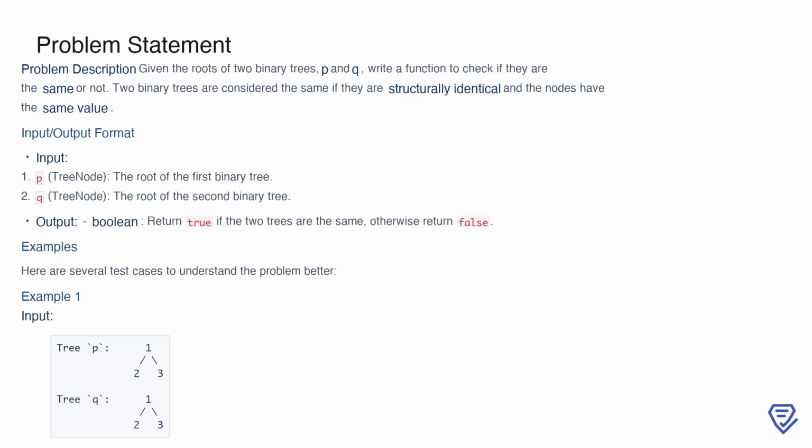For the input, we have two parameters, P, which represents the root of the first tree, and Q, which represents the root of the second tree. The output is a Boolean value that directly answers whether the two trees are the same or not.